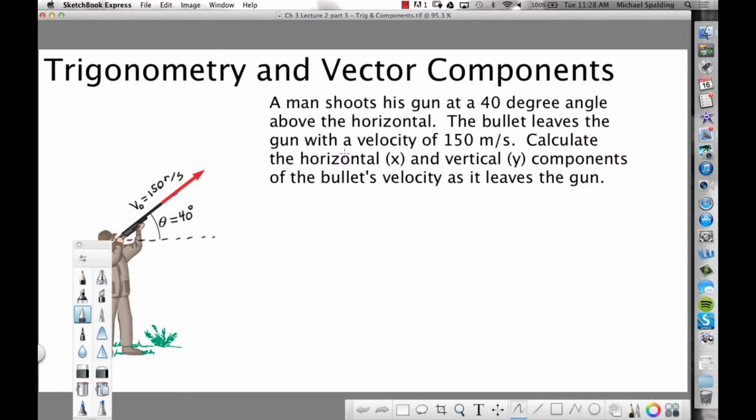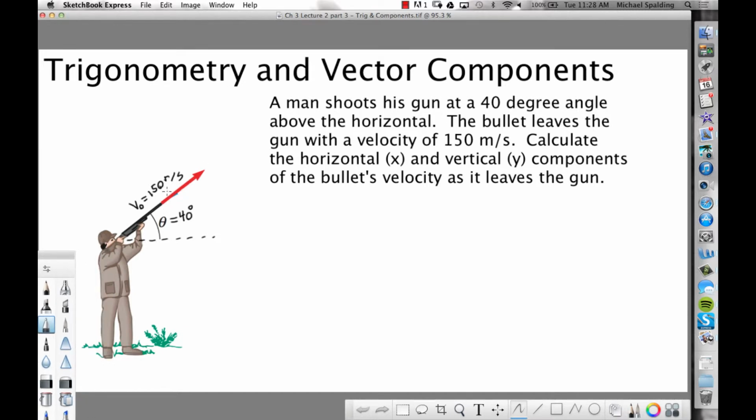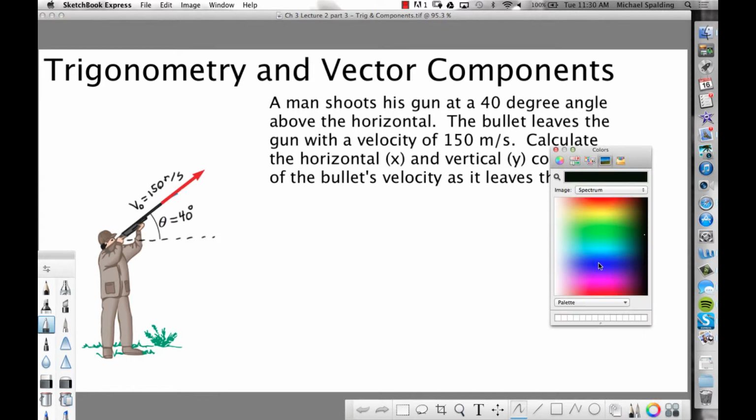Okay, so I want everybody to solve this. We got this guy shooting a gun. The initial velocity of the bullet is 150 meters per second. If he shoots the gun at an angle of 40 degrees above the horizontal, find the x velocity of the bullet and the y velocity of the bullet as it leaves the gun. I like to do components in a nice color that's different than the actual vector. So the actual vector here is 150 at a 40-degree angle. So we'll go with this bluish purple.